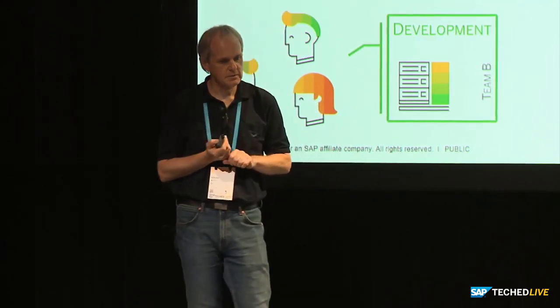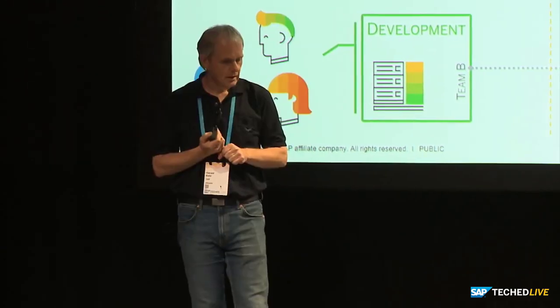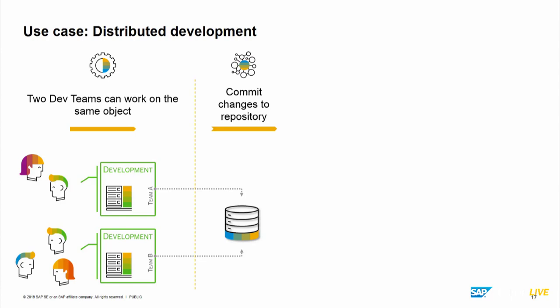Next use case is distributed development. Here, the idea is two dev teams can work on the same object without locking each other. After a team, or a developer, is done, he commits his change into the central repository. The second one can also commit. If the changes are on different parts of the object, the merge can be done automatically. If not, maybe some manual merging is done, so this is not fully automated.